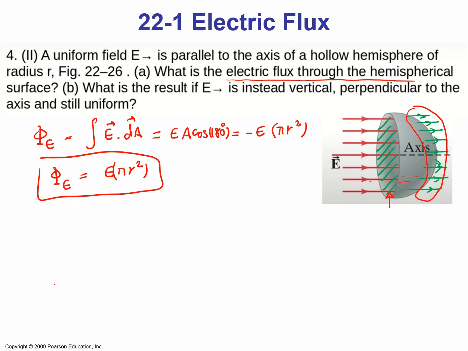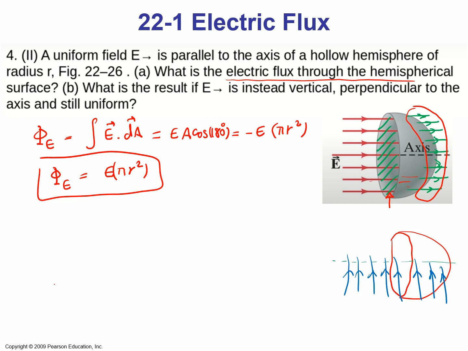For part B, it asks, what if the electric field is vertical to the axis of the surface? So the scenario would be, this is the hollow hemisphere, but the electric field lines are still uniform, but vertical. And this is going to be the axis of the hemisphere. So vector A, or the vector A here.